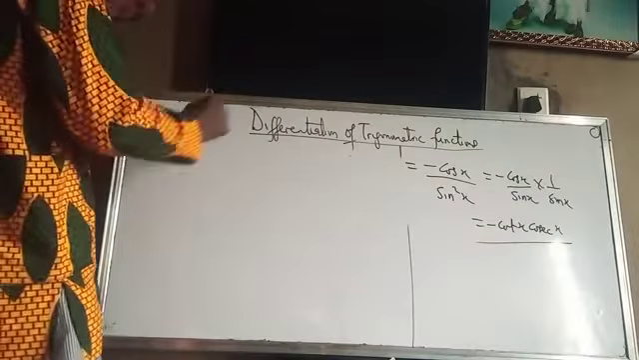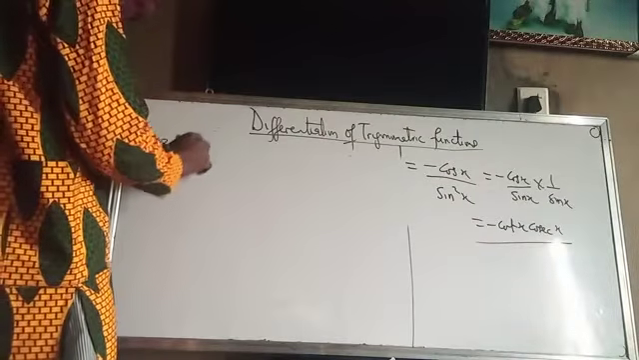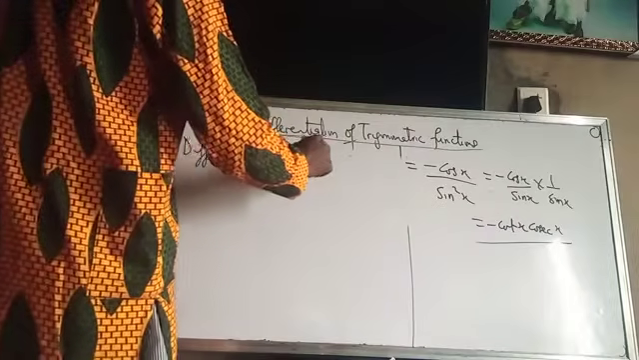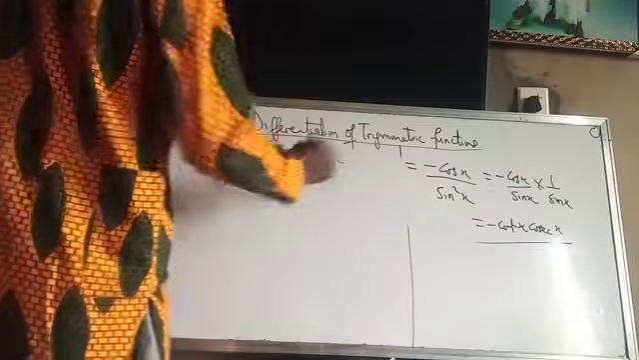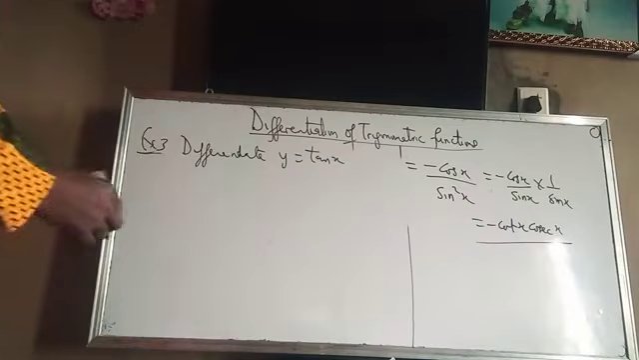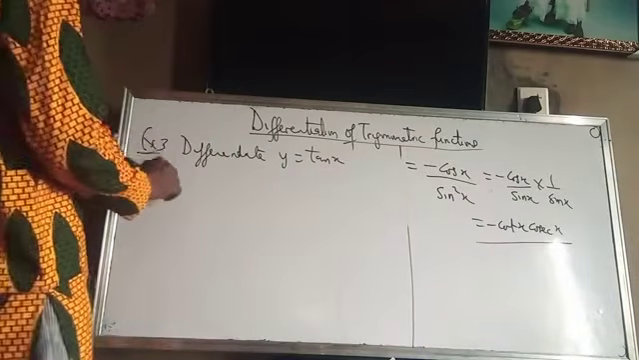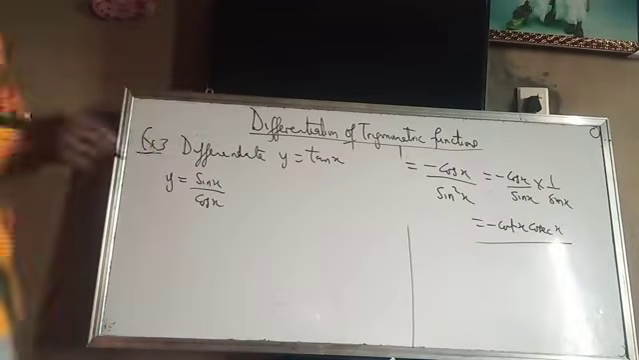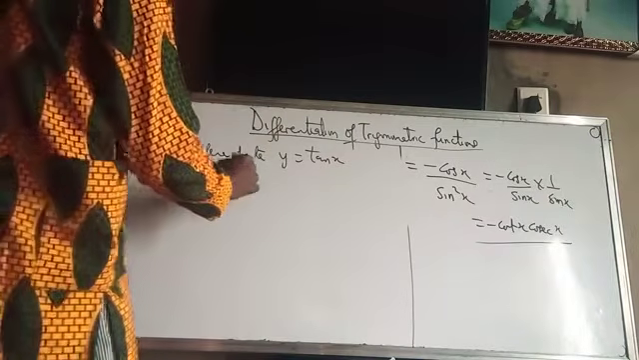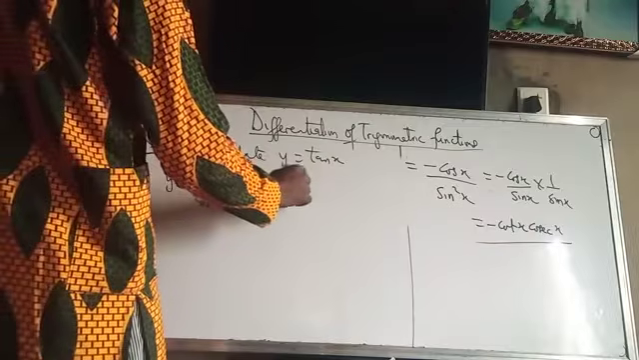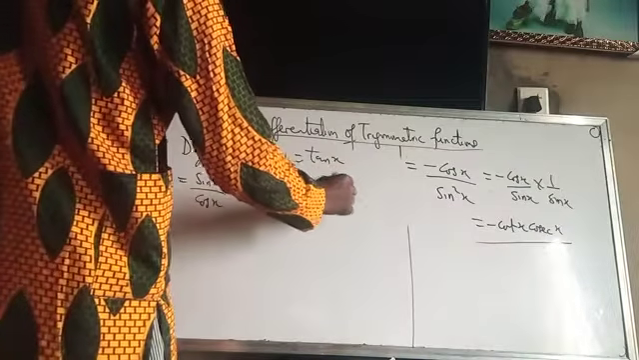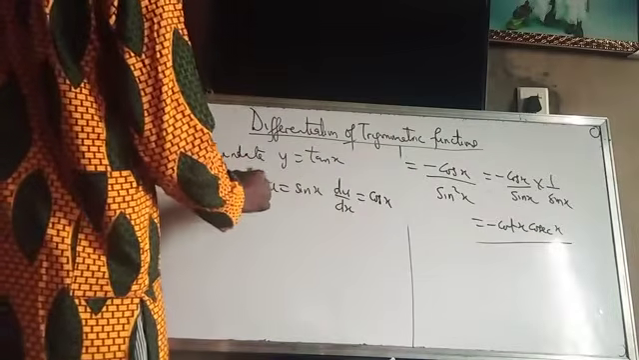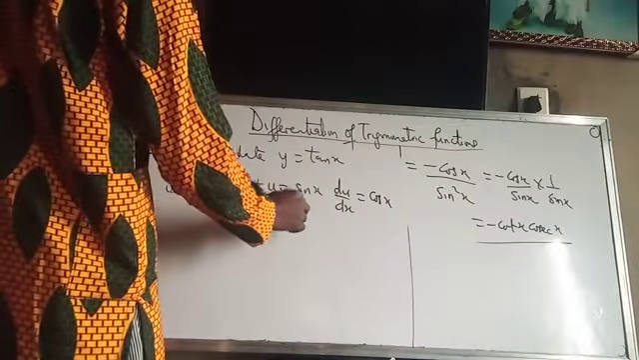Example 3. Differentiate y is equal to tan x. You know, tan x is sine x over cos x. So let u be equal to sine x. du/dx will be cos x. And let v be equal to cos x.